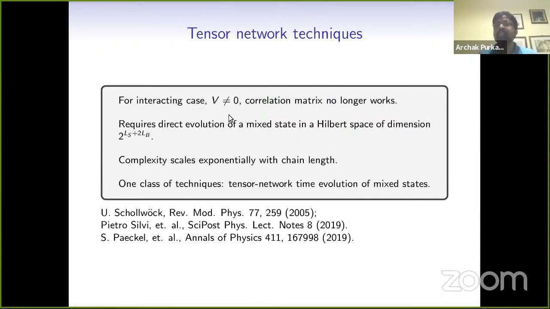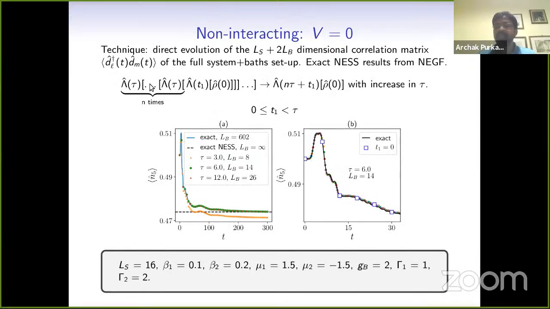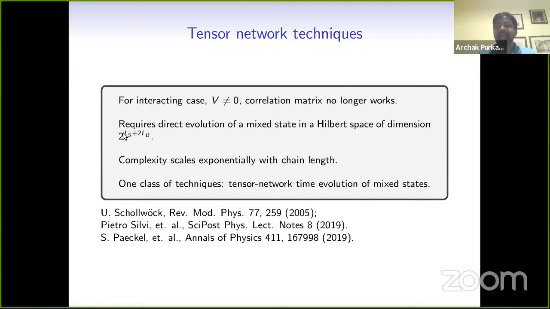Now, if that V is not 0, then you cannot use this trick of evolving this matrix. Okay, so this trick does not work, and it requires direct evolution of a mixed state of Hilbert space with dimension this, which is ridiculously difficult, right? And its complexity scales exponentially with chain length. So you usually cannot do this, except there are certain tricks you can use, and one of them is tensor network time evolution. So this has become one of the standard techniques in some sense. There are many reviews, and these are 3 of them.